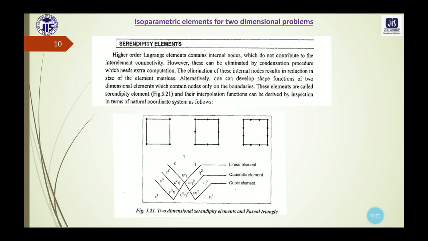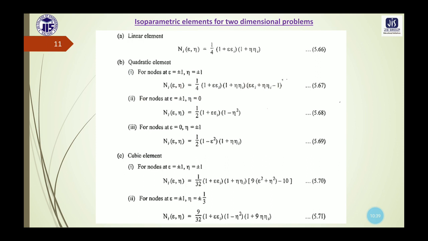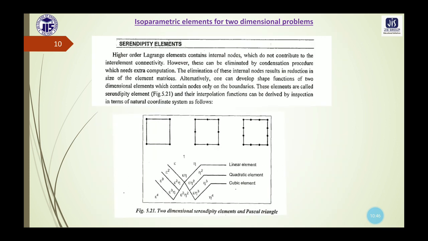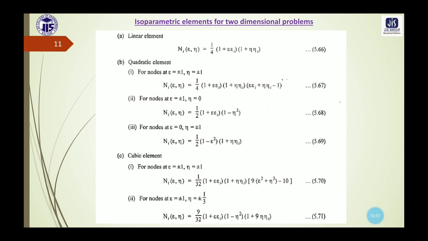In this diagram, figure 5.21, we can see the two-dimensional serendipity elements and the Pascal triangle. The linear element, quadratic element and cubic element are given here. Now the interpolation functions in terms of the natural coordinate system for this serendipity element are given here. Like in case A, for the linear element, Ni is a function of eta and epsilon, written as 1/4 (1 plus epsilon epsilon I) multiplied by (1 plus eta eta I). It is equation number 5.66.